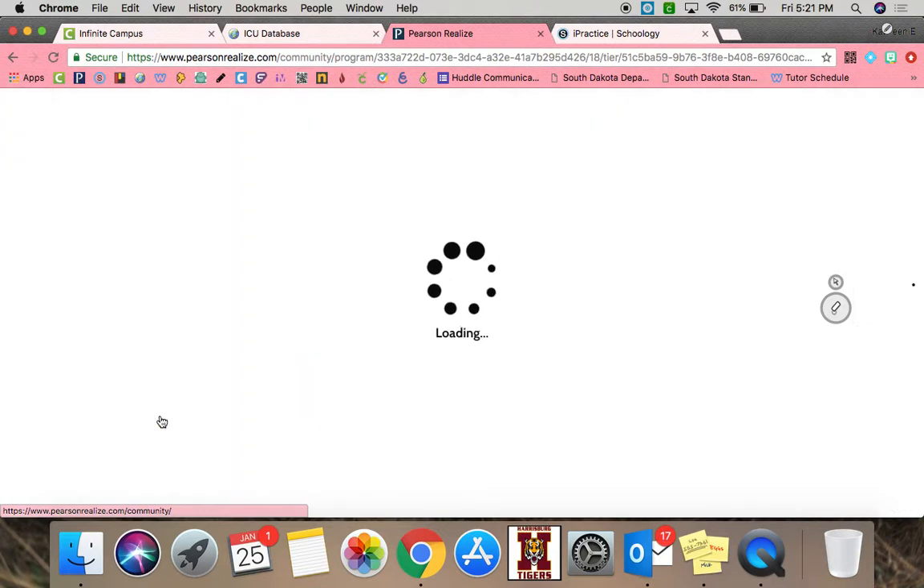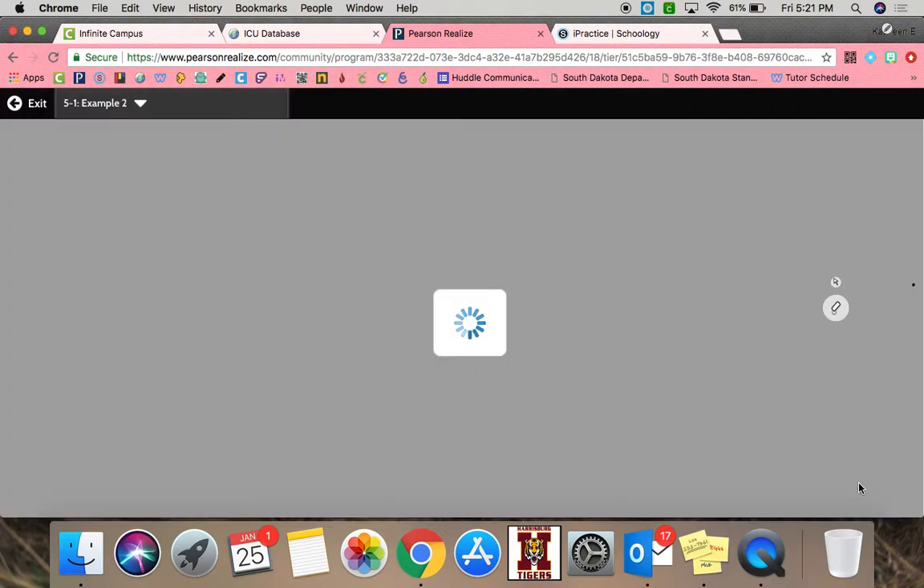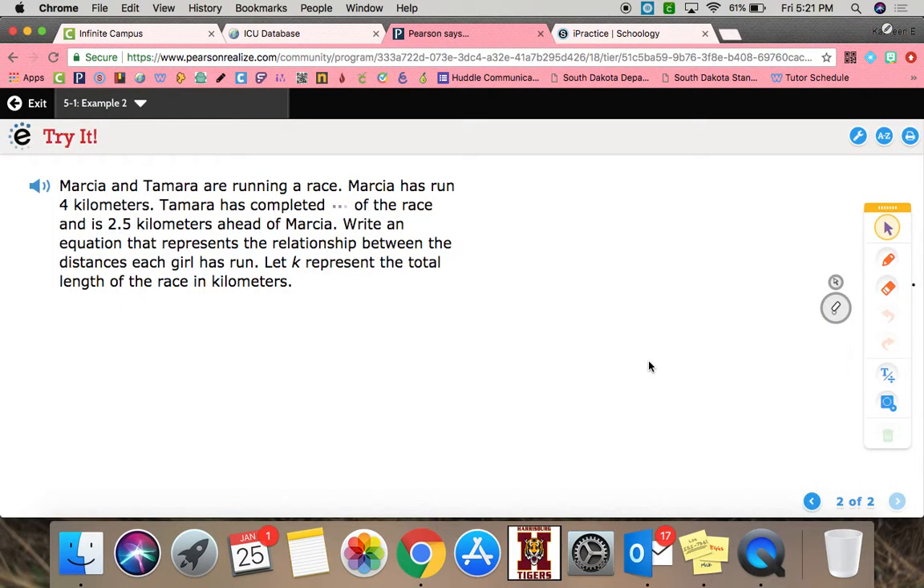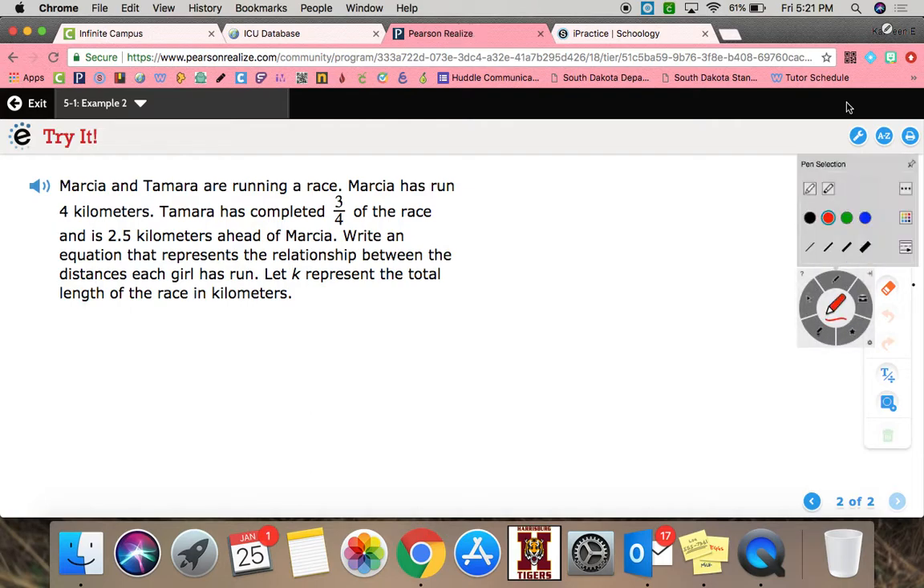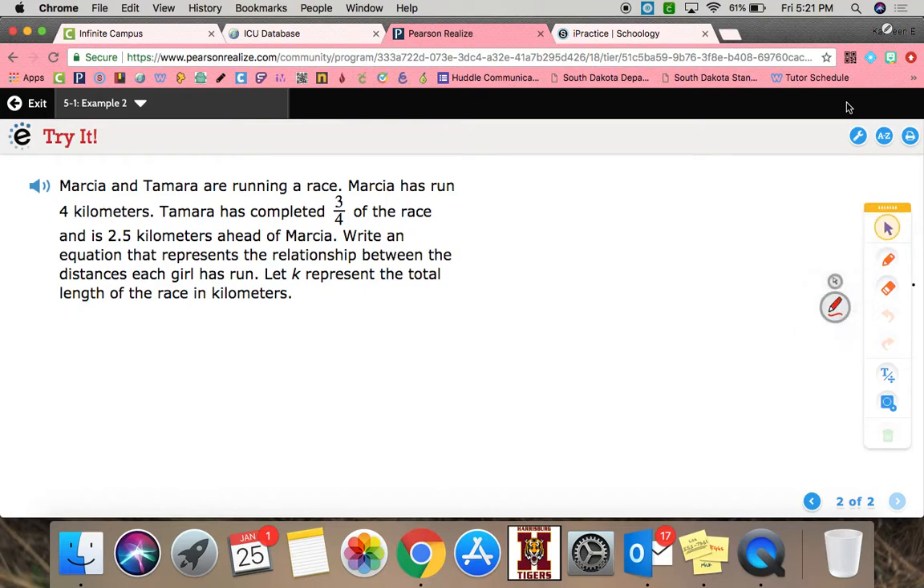So let's look at another problem here. Skip over that video. All right, Marcia and Tamara are running a race. Marcia has run 4 kilometers. Tamara has completed 3/4 of the race and is 2.5 kilometers ahead of Marcia. Write an equation that represents the relationship between the distances each girl has run. Let K represent the total length of the race in kilometers.